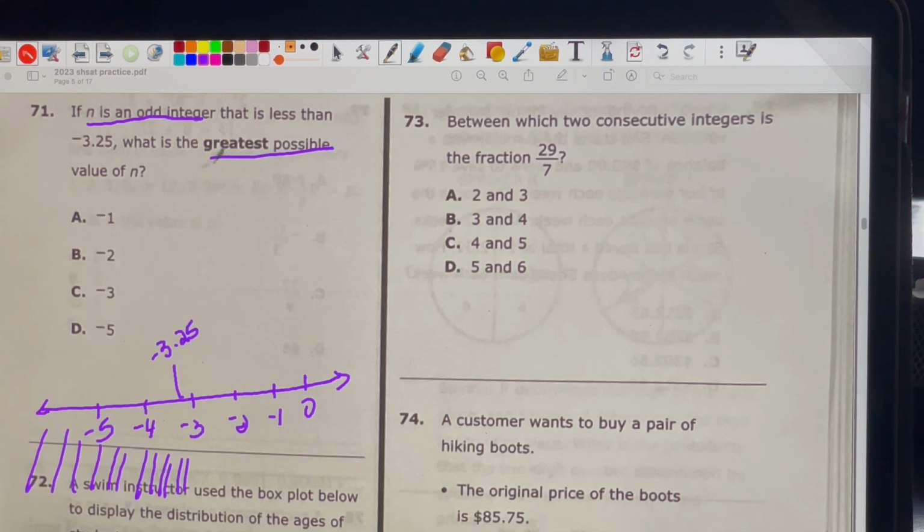What is the greatest odd integer that is on this side of the world? I'll shade it. What's the highest on this side of the world that has the highest value? Well, odd integer, here we go, negative 5, because then we have negative 7, negative 9, negative 11. So if we're looking for the odd integer less than negative 3.25 that has the greatest value, the greatest one is negative 5 because that's furthest to the right.